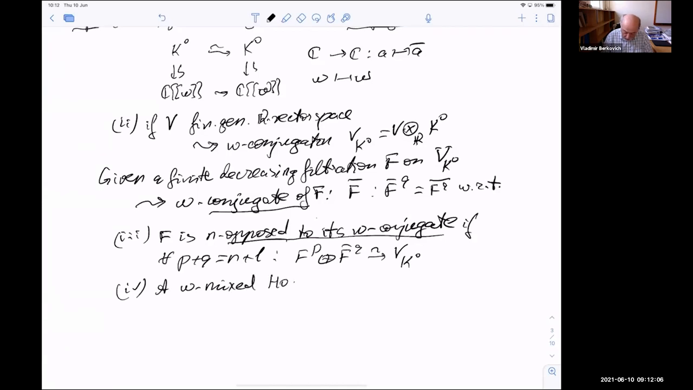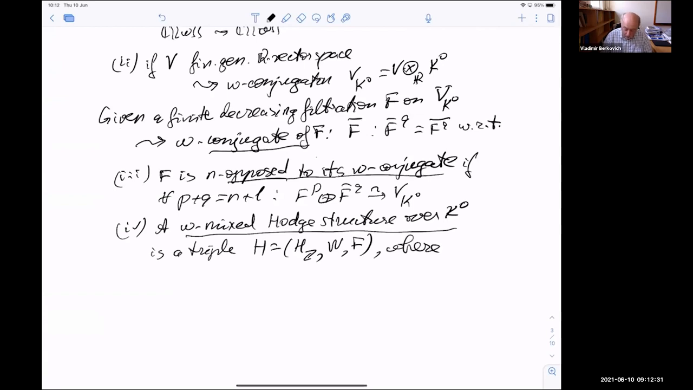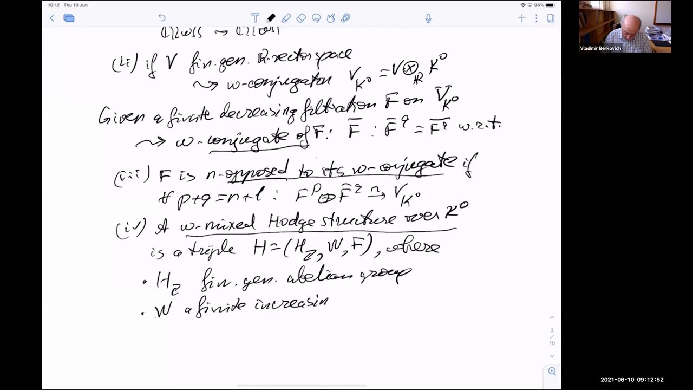Now, the next definition, a varpi mixed Hodge structure over K naught is a triple, which now I explain. Where H_Z is a finitely generated abelian group, and W is a finite increasing filtration on H_Q, which is a tensor product with Q. It's a filtration by Q vector spaces.